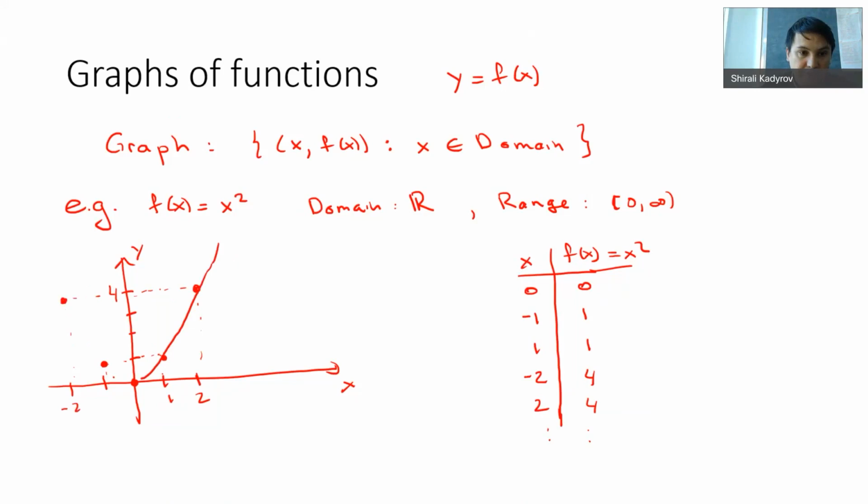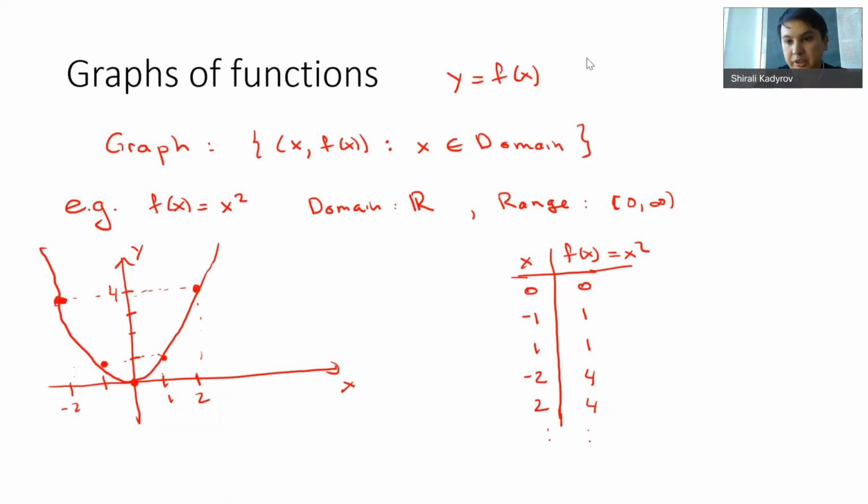That will give me roughly the graph of this function. Sorry, it was supposed to pass from this. Well, if you want to be very accurate, you have to plot more points, right? You have to find the tables of more points, and then you will get much more accurate values.